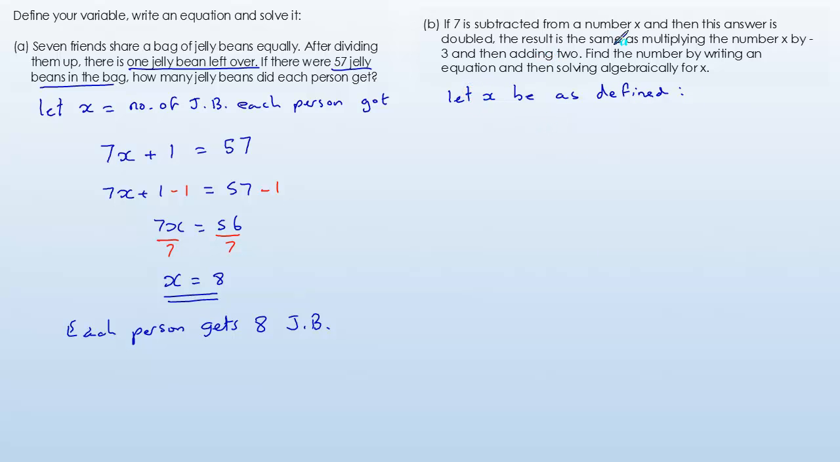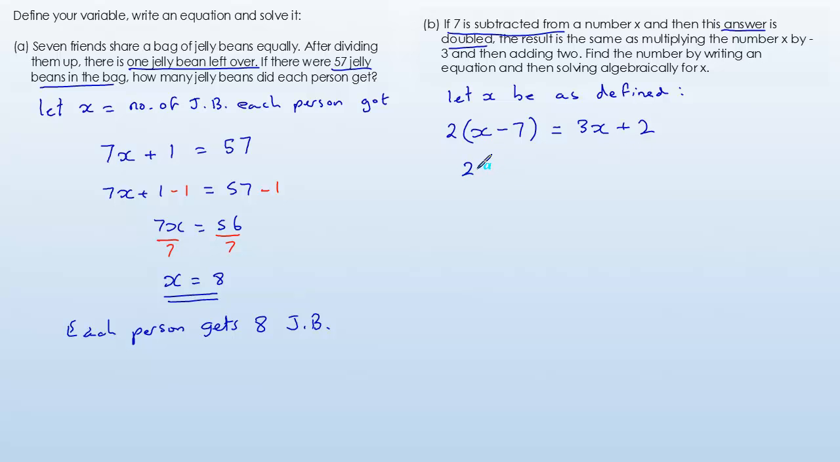So we have x, and the first thing we do to it is subtract 7. And then the result is doubled. So it has to be this result that's doubled, and therefore you'd need a bracket and show that the whole thing is being multiplied by 2. The result is the same as multiplying x by 3 and then adding 2. So we've formed our equation. All we need to do is solve.